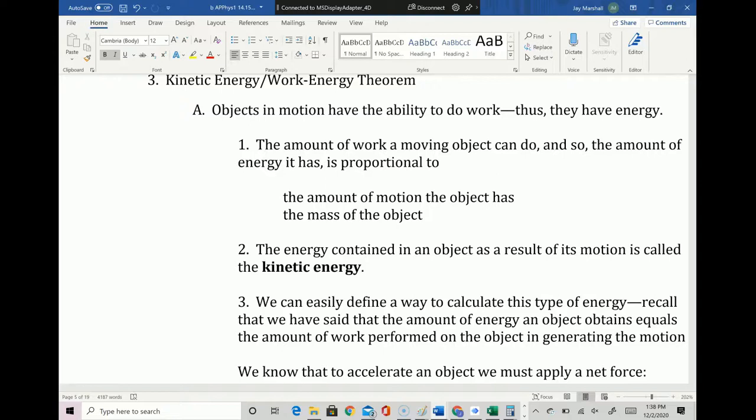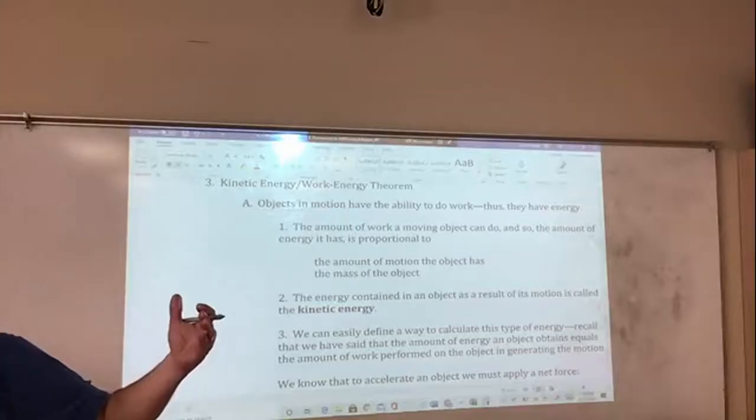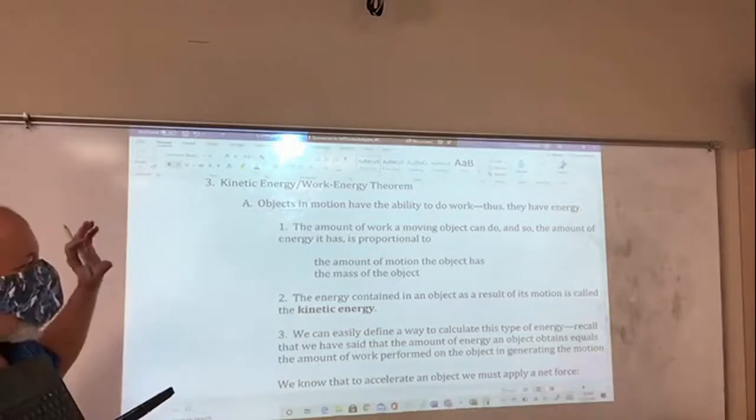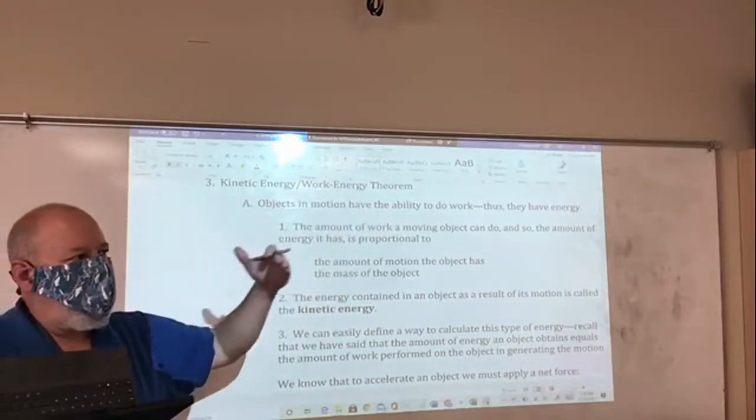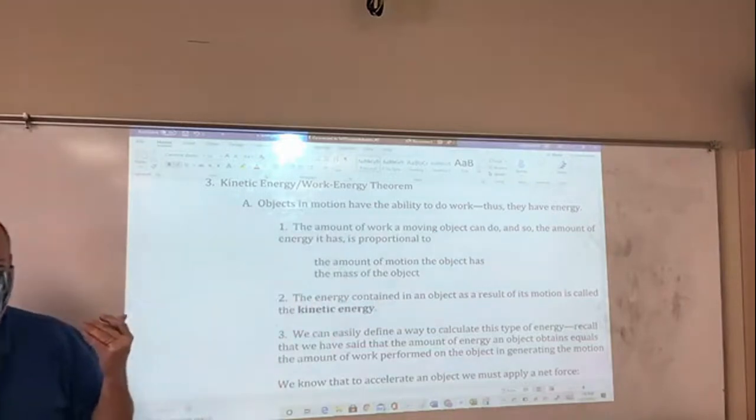So if I've got my baseball, again, if I do a 50 Newton force over a meter, I did 50 newton-meters or 50 joules of work on the baseball. That baseball now has 50 joules of kinetic energy. Okay? So the amount of stuff I do on the object is the amount of stuff that it gets.